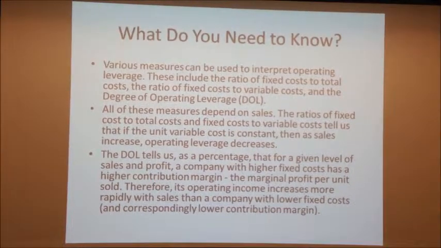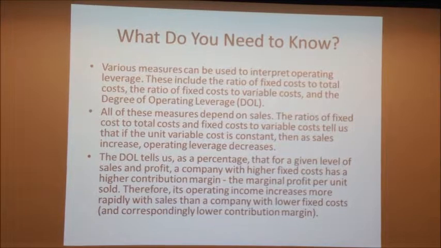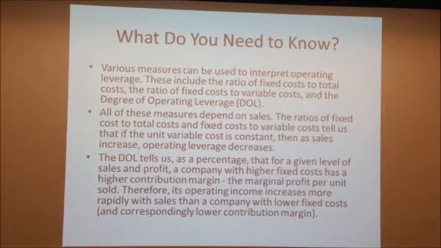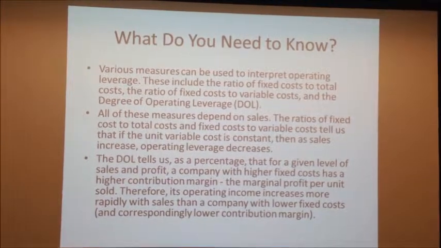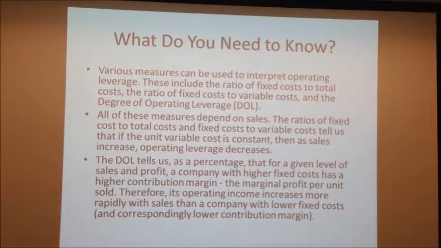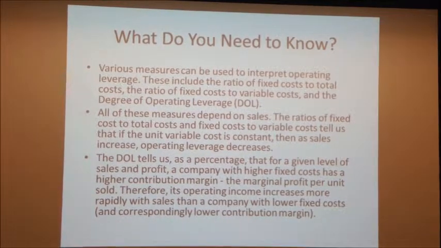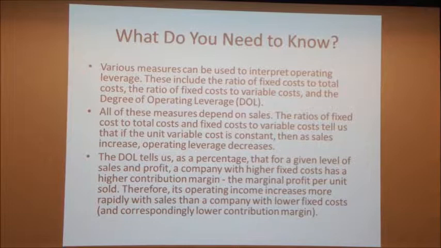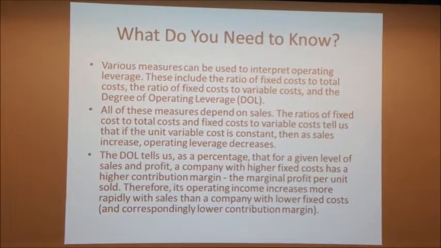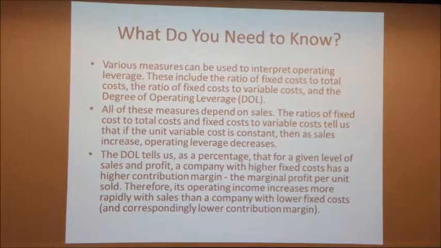The DOL tells us, as a percentage, that for a given level of sales and profit, a company with higher fixed cost has a higher contribution margin, the marginal profit per unit sold. Therefore, its operating income increases more rapidly with sales than a company with lower fixed costs and correspondingly lower contribution margin.